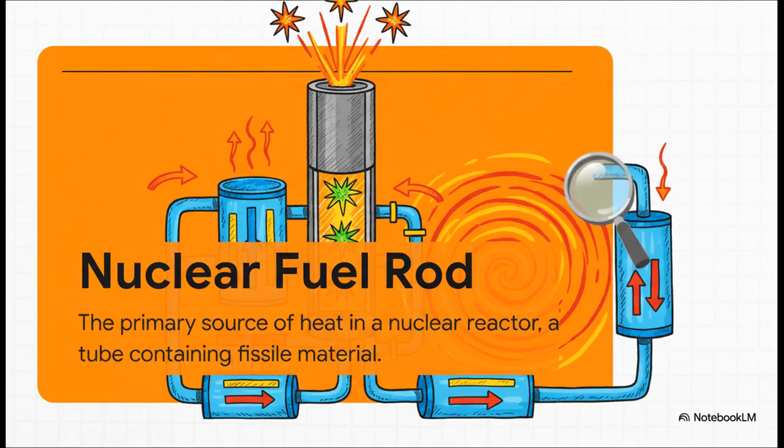Okay, so to get a handle on this, let's zoom way in on the single most important part, the nuclear fuel rod. This is the heart of the whole operation. It's basically a long metal tube, and inside is where all the magic, or the physics, happens. This is where fission creates that insane heat. If you get this component, you're well on your way to understanding the whole system.